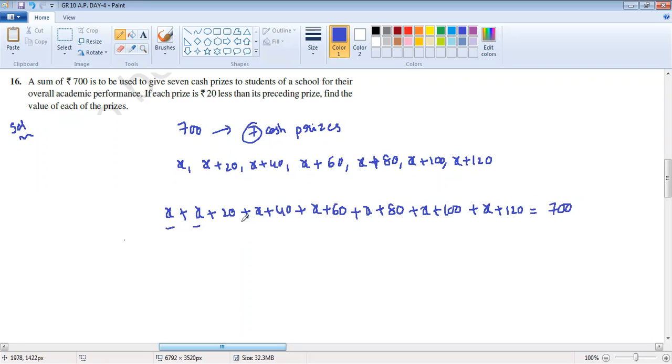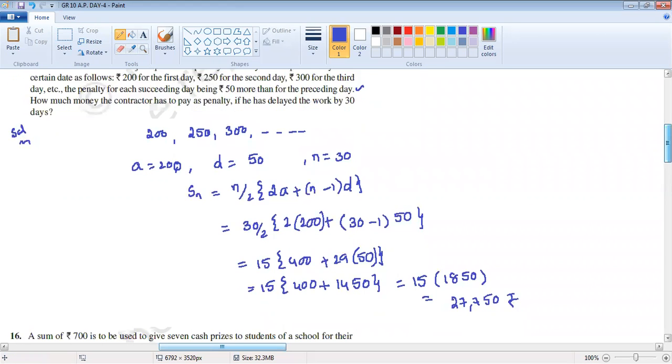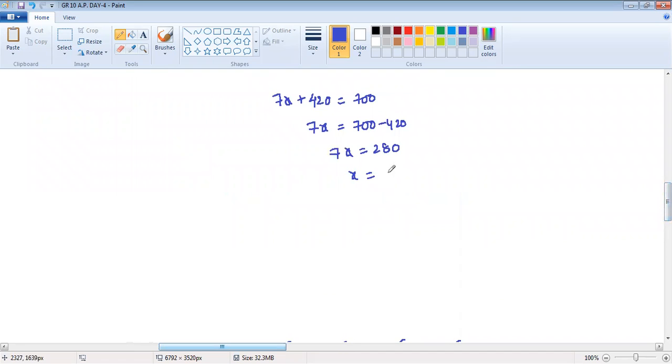Now if you count 1, 2, 3, 4, 5, 6, 7, that is 7x. Then 20, 40, 60, 120, 200, 300, 420. So 7x is equal to 700 minus 420. Then 7x is equal to 280. Then if you do cancellation, x is equal to 280 by 7, which is 40. So the cash prizes are 40, 60, 80, 100, 120, 140, 160.